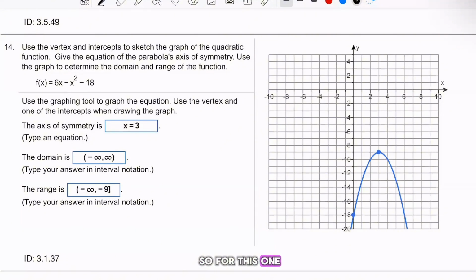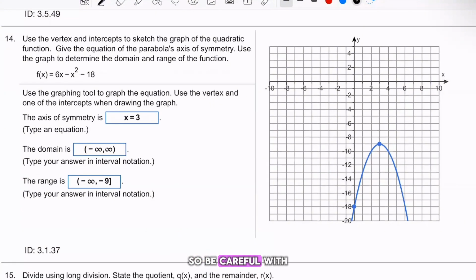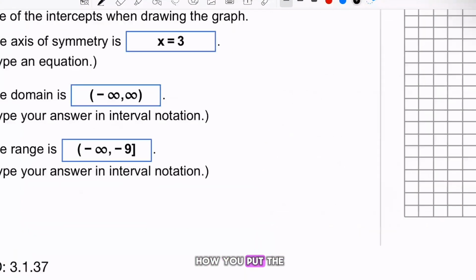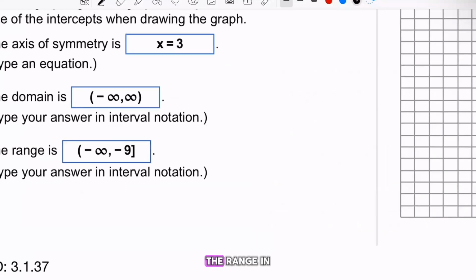So for this one, simple enough. It says use vertex and y-intercepts, so you just graph it. Be very careful because the software wants you to graph that vertex and the y-intercept only. The axis of symmetry is the x value of the vertex or the h value. They're the same thing. So x equals h. The domain, you have to know the domain, and then you have to know the range. So be careful with that, and be careful how you put the range in.